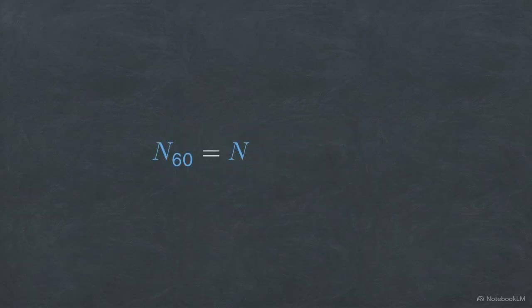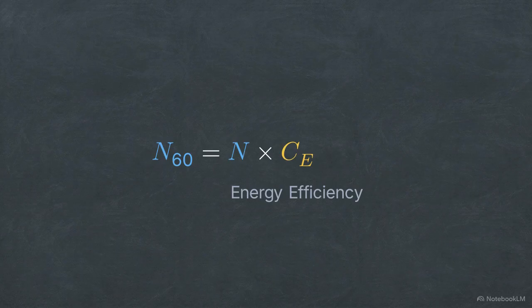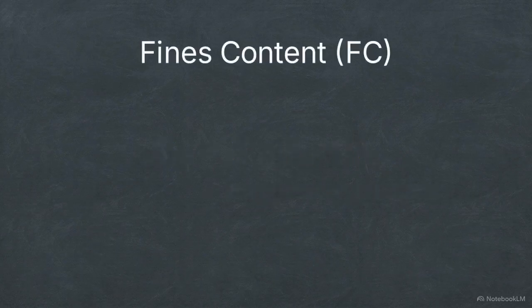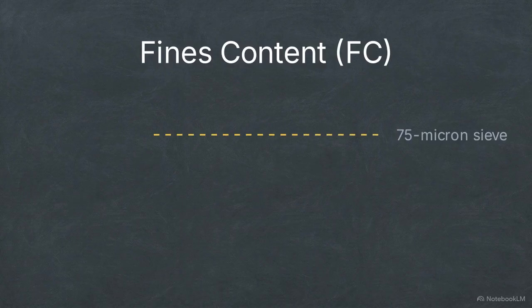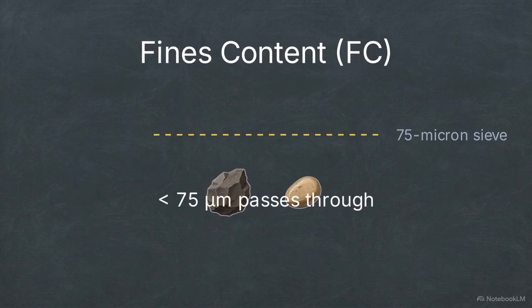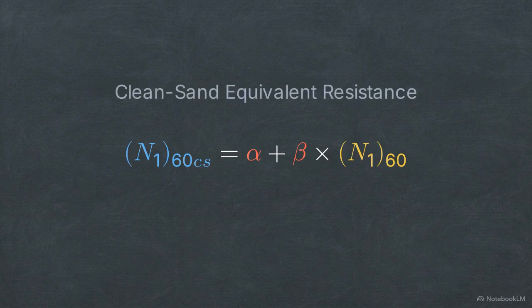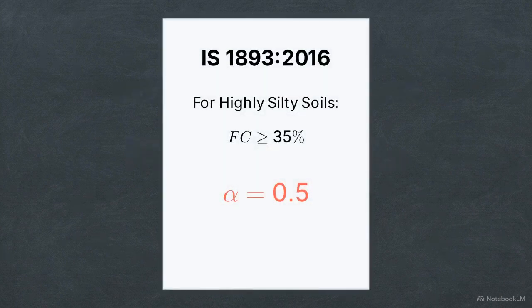They must be corrected for equipment energy efficiency, normalizing to a 60% energy ratio, and for effective overburden stress. The final correction step adjusts the normalized blow count for fines content. Fines content is the percentage of soil by weight passing a 75-micron sieve. This equation yields the clean sand equivalent resistance. This is where engineers relying on outdated documents fall into a dangerous trap regarding highly silty soils with a fines content of 35% or greater.